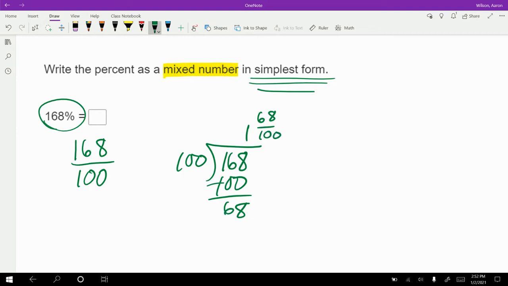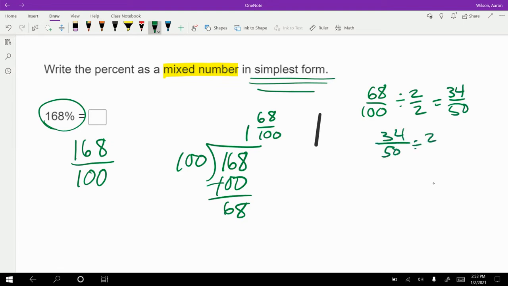and you would write that whole thing as 1 and 68/100. However, that can be simplified. So we're going to keep our whole number the same, right? The 1 is going to stay there, but we have to simplify 68 over 100. Well, those are both even, so we could divide by 2 over 2, and that would give us 34 over 50. Well, guess what? They're both still even, so we're going to divide by 2 over 2 again. So 34 divided by 2 is 17, and 50 divided by 2 is 25, and that is as far as we can go with that part of the mixed number. So the final answer is going to be 1 and 17/25.